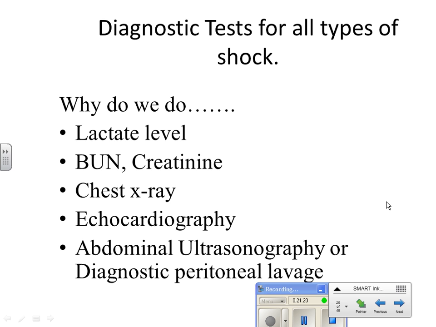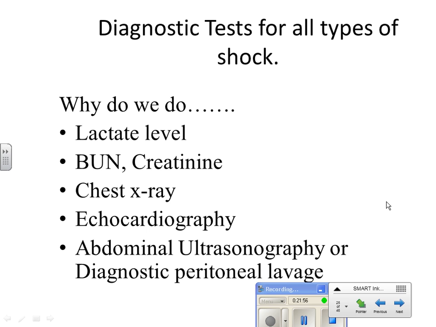Why BUN and creatinine? What are renal functions going to tell us? Are the kidneys working? So is it in the compensatory stage and we have a reduction in urinary output because of renal compensation, which is a good thing? Or are we farther down the road towards renal failure, and that's why our urinary output has dropped? So renal functions are going to tell us a whole lot about where that patient is in that whole process of the stages of shock. What's a chest x-ray going to tell us?